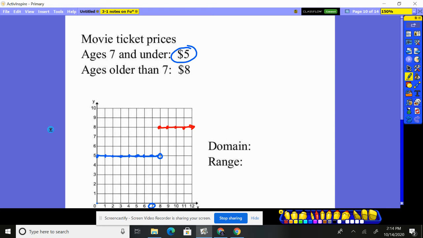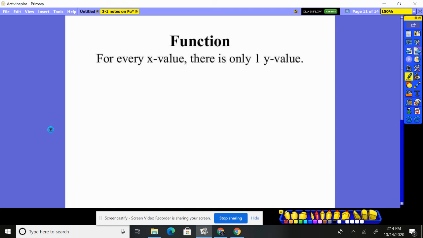Notice the domain, what the x's can be. The x's go from 0 forever, okay, 0 all the way to infinity. What about the range? Notice the range is only $5 or $8, while the domain continues forever. Well, we'd assume you can't get past 123, maybe, is the oldest person ever. I don't know, look it up. 117, actually, it's probably closer. Guinness Book of World Records. You go to it, you let me know.